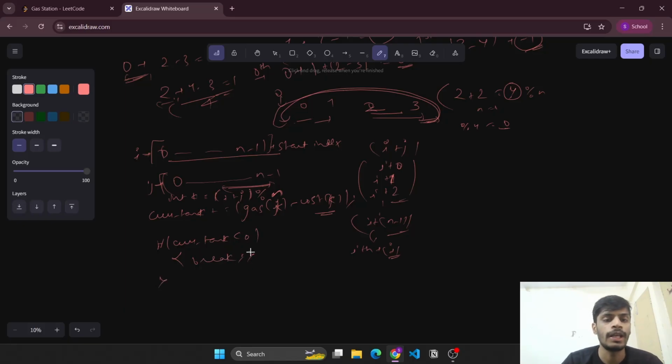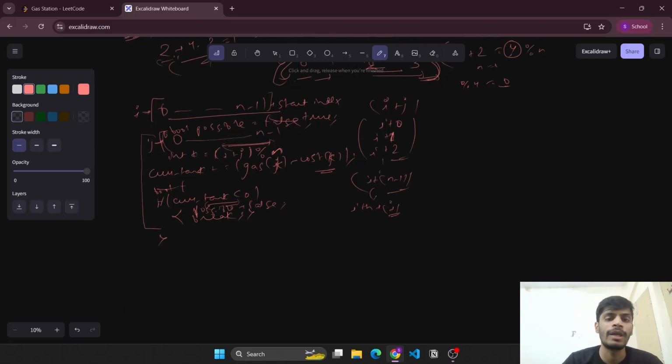And if we iterate through all the possibilities and encounter no case of becoming less than 0, we can maintain a flag, a bool possible, which we initially make true, and if we break from the loop, this possible will become false. Now if at any step possible still remains true, then this ith index was valid and we can simply return this ith index.